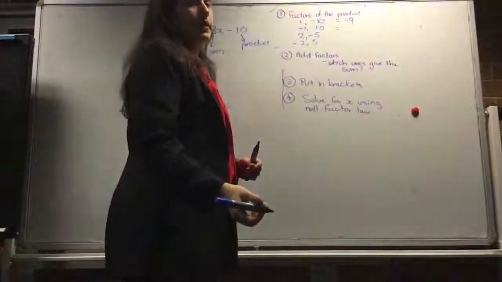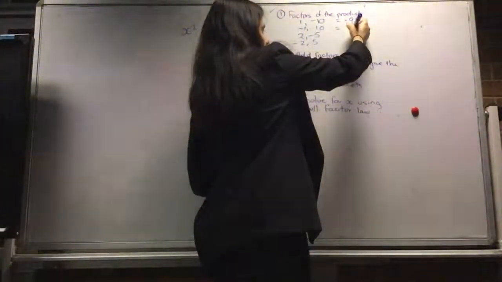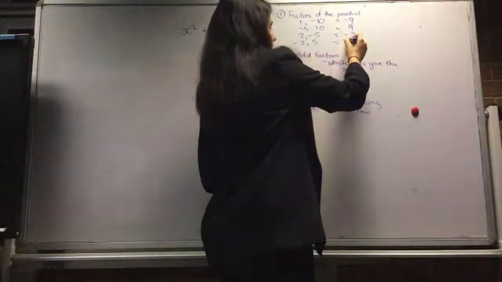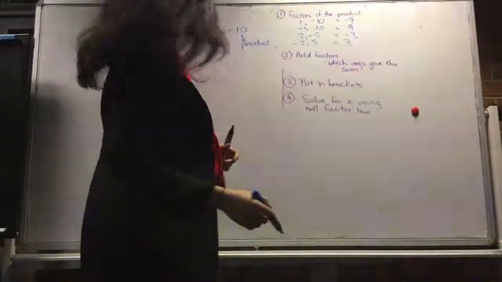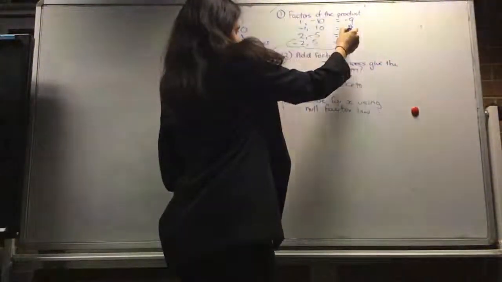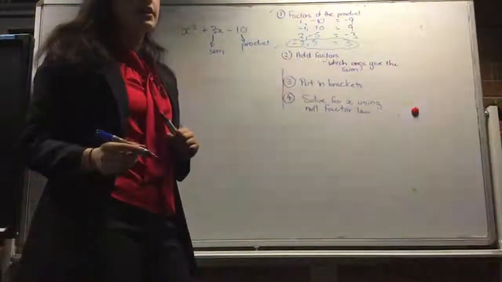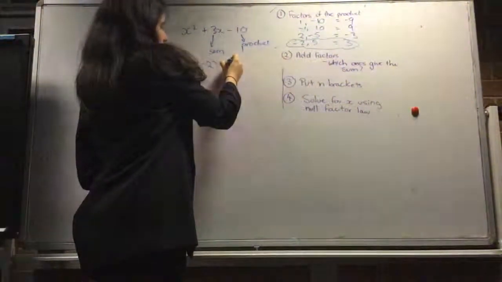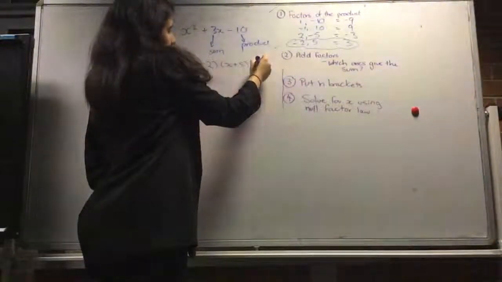So if we go negative 1 take 10, well that's negative 9. Negative 1 plus 10, that's 9. 2 take 5 is negative 3. Negative 2 plus 5 is 3. We've got a 3. So it must be this one. So there are two values, and we're just going to chuck them in there. So we're going to go x take 2 times x plus 5 equals 0.